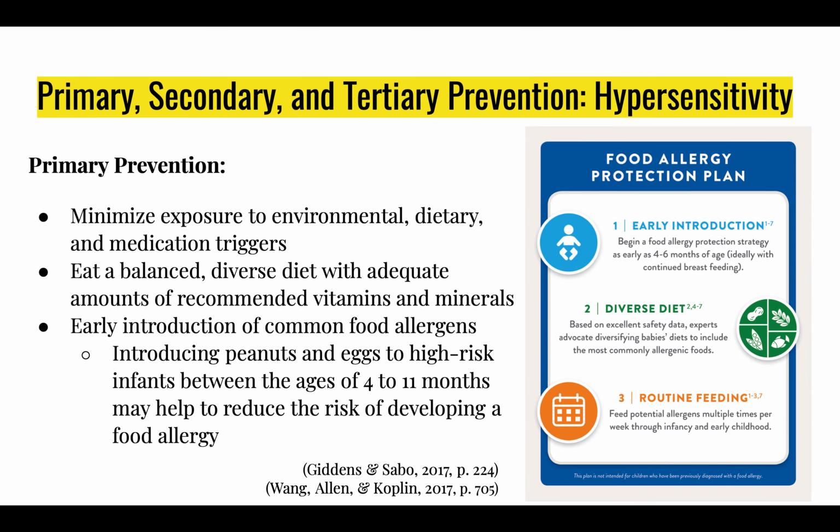Primary prevention of hypersensitivity. Primary prevention of hypersensitivity reactions focuses on allergen and trigger avoidance, eliminating foods and medications that cause an allergic response, and minimizing exposure to environmental triggers such as dust, pets, or pollen is recommended. For infants at high risk of developing a food-related hypersensitivity reaction, there is evidence to suggest that introducing peanuts between the ages of 4 to 11 months and eggs between the ages of 4 to 6 months may help to reduce the risk of allergy development.